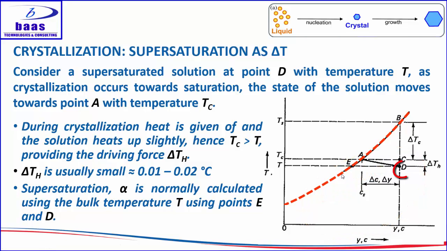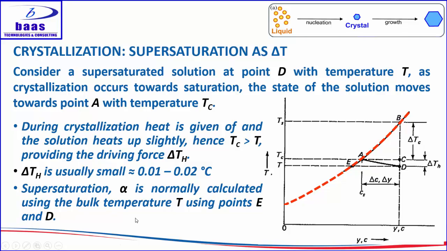Consider a supersaturated solution at point D with temperature T. As crystallization occurs towards saturation, the state of the solution moves towards point A with temperature Tc. This is because during crystallization, heat is given off and the solution heats up slightly, and hence the temperature Tc is greater than that of the original temperature of the solution, providing the driving force delta Th. Delta Th is usually very small and is around the value of 0.01 to 0.02 degrees Celsius.